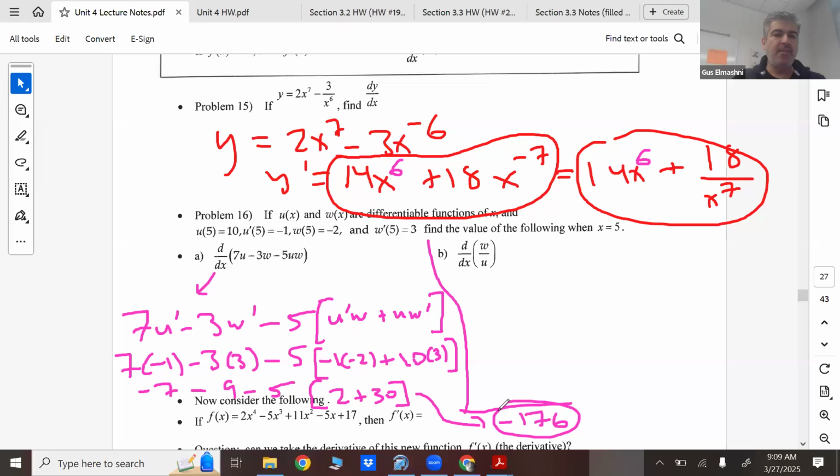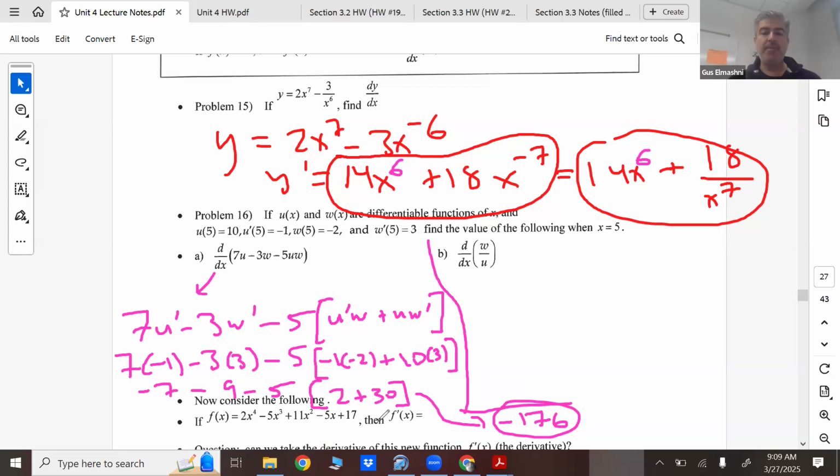But wait, how do you know that's when it's 5? Because the 5's on the outside? No, because you're told to do this at x equals 5. We're told to find the derivative at x equals 5. You're overthinking it. All we're doing is taking the derivative of this and plugging in 5, but you're already told what those values are.